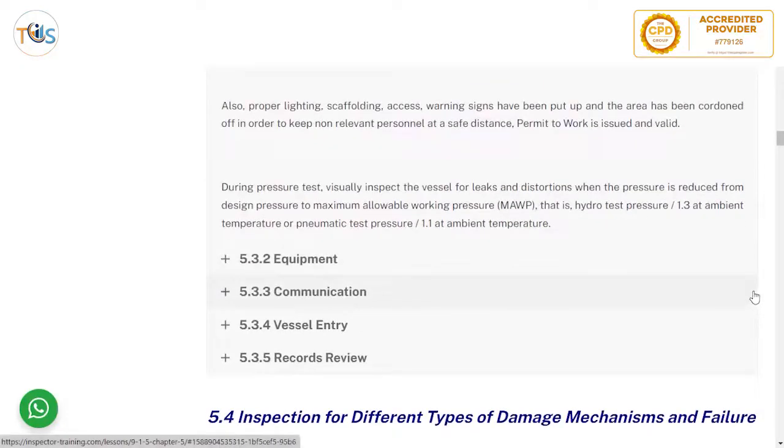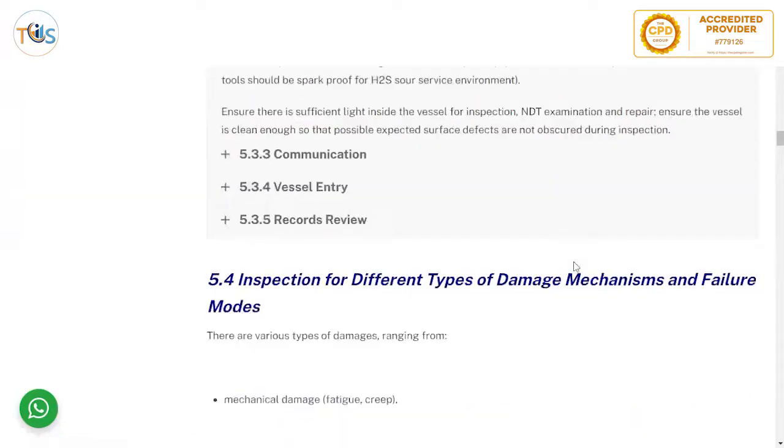During pressure test, visually inspect the vessel for leaks and distortion when the pressure is reduced from the test pressure to the maximum allowable working pressure. That is the hydro test pressure divided by 1.3 at ambient temperature, or the pneumatic test pressure divided by 1.1 at ambient temperature. So remember that when you do the visual test, you bring down the pressure to maximum allowable working pressure. That's for safety reasons.